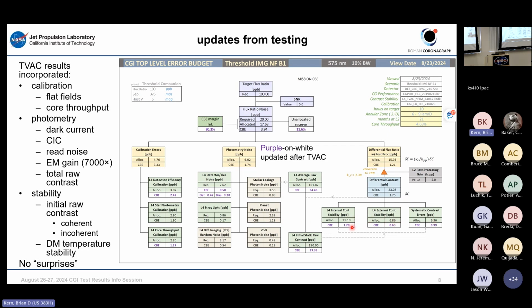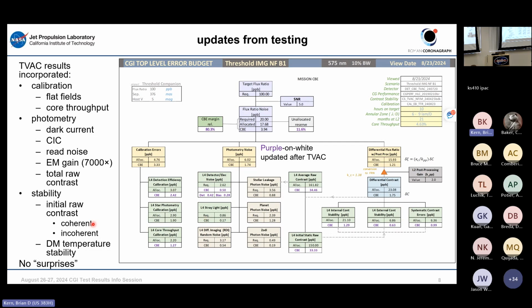The stability numbers all got updated in various ways. The biggest factor for the stability update is knowing what the initial contrast was. The contrast when we stop DFC is the contrast that you start observing with. And specifically the breakdown between coherent and incoherent, if you remember, Eric talked about it yesterday, Han Ying talked about it this morning, John mentioned it as well. That's a really important distinction for the stability calculations.